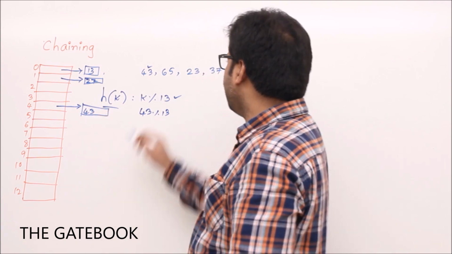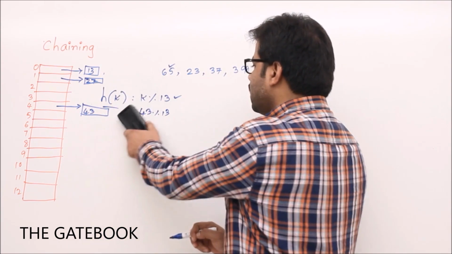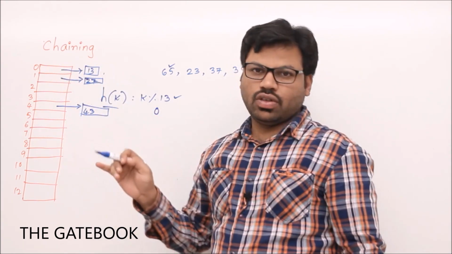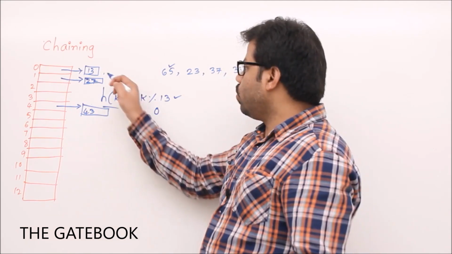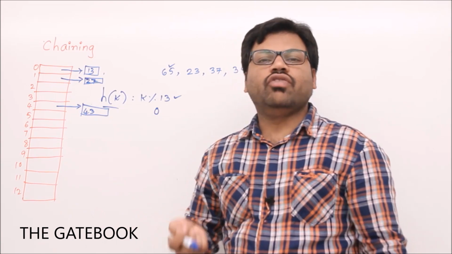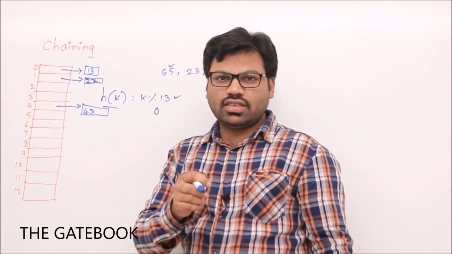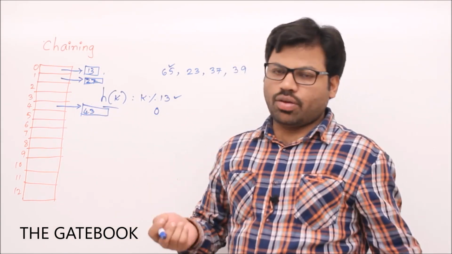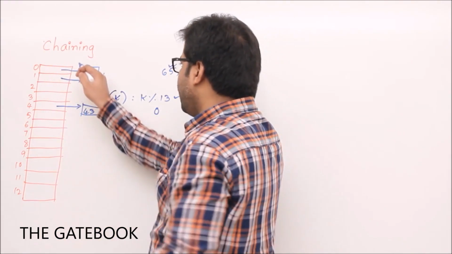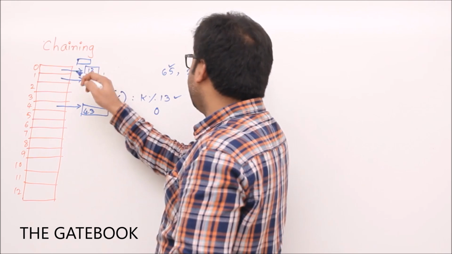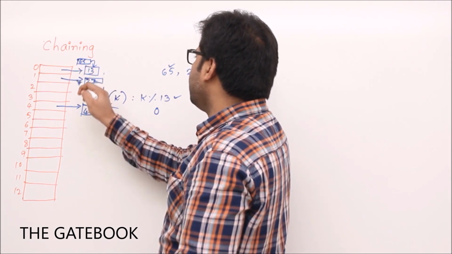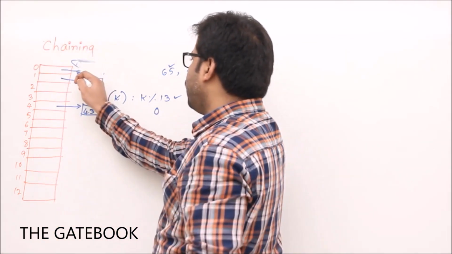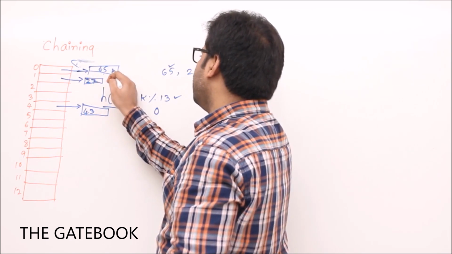43, then 65. 65 % 13 is 0. Then we have to insert in the linked list at 0, but 13 is already there. There are two options: insert at the end, otherwise insert at the start. Which one would be good? In a linked list, inserting in front will definitely be less time consuming. It's an order of one operation. So I insert in front. I create a node like this, write 65, link 65 to 13, and link the array slot to 65. Because of that, it becomes 65 first, after that 13.